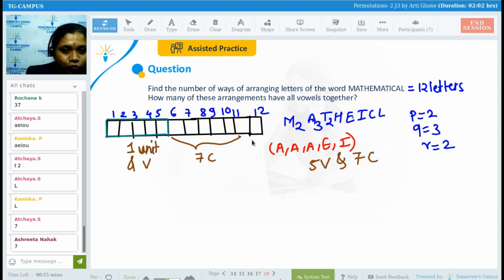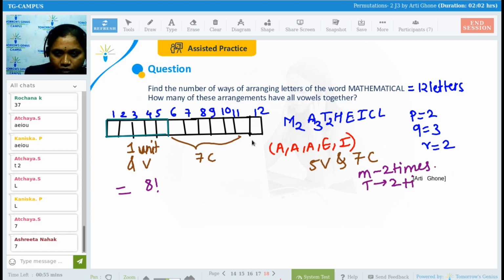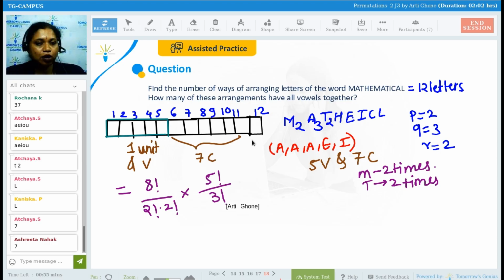Okay. So how many total units do we have? I'm just making you understand the shortcut process. Total units we have, 8 factorial. Clear? Out of which, is there anything repeating in the consonants? M 2 times and T 2 times. Clear? So 7 consonants plus 1 unit of vowel is added extra. So 8 factorial upon 2 factorial into 2 factorial. Into the adjustment of vowels. How much is it? 5 factorial upon 3 factorial. Is it clear or not?